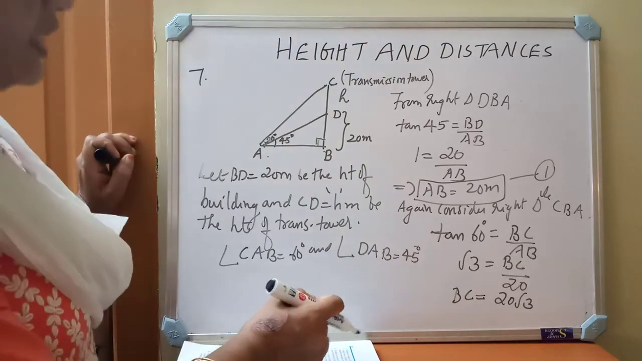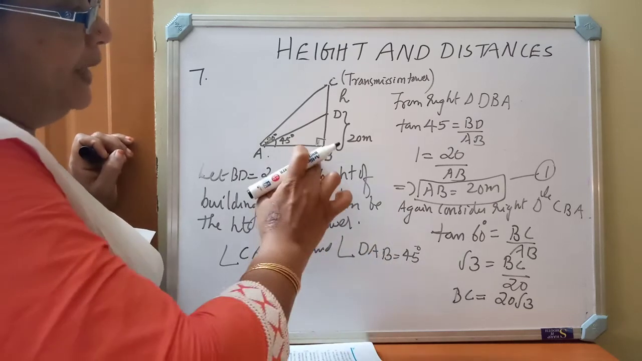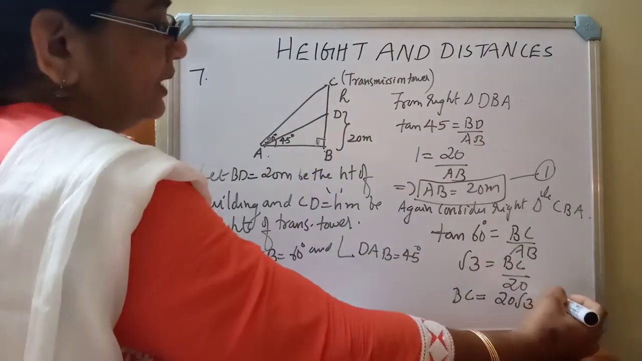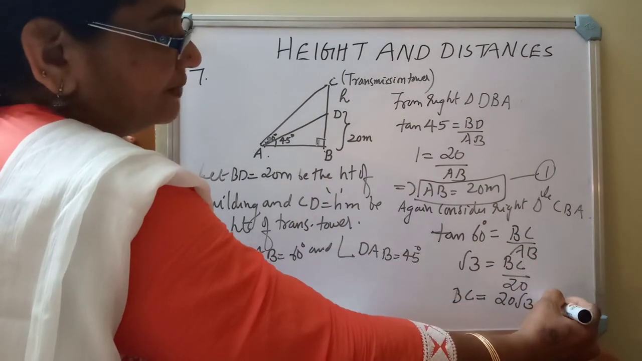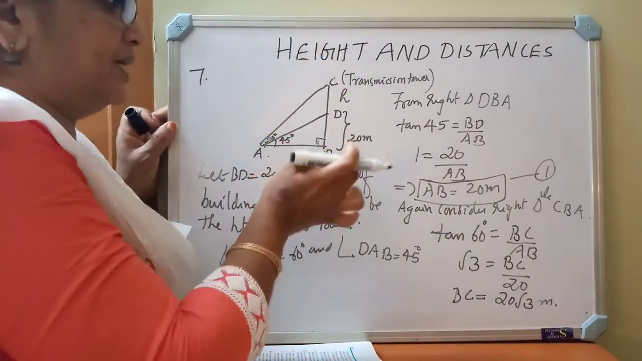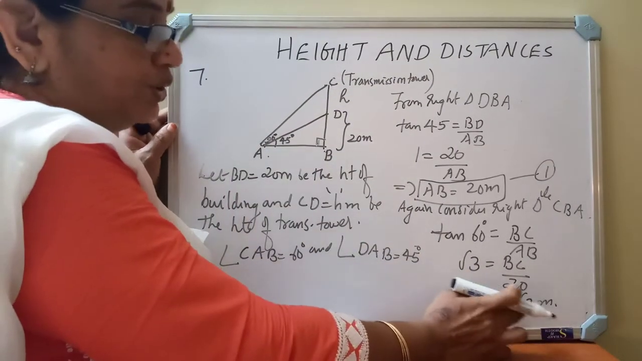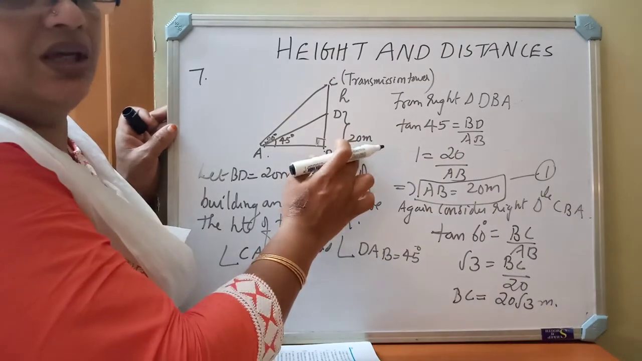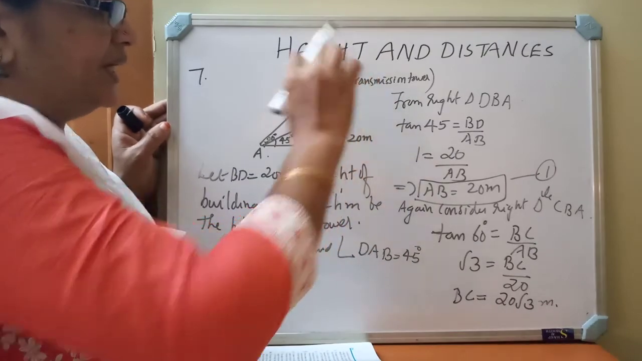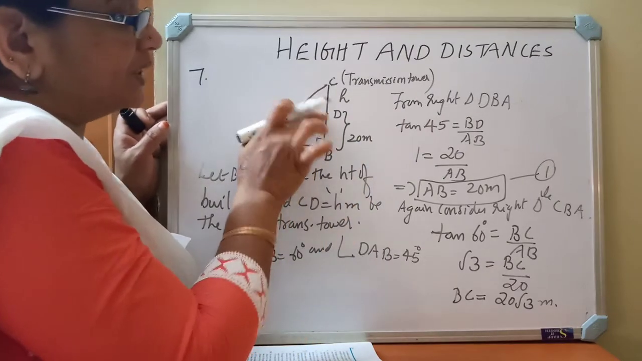And they ask you to find out the length CD. So how will you get it, children? BC is 20 root 3 meter and BD is 20 meter. So what about CD? Can you say? CD is equal to BC minus BD, isn't it? So BC is 20 root 3, 20 root 3 minus 20 we will get. Understood clearly? Because this height only they ask you to find out. This height CD is the total height minus up to this height only, no?